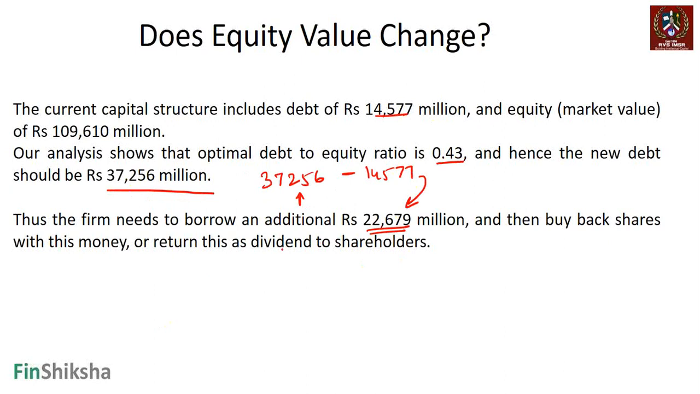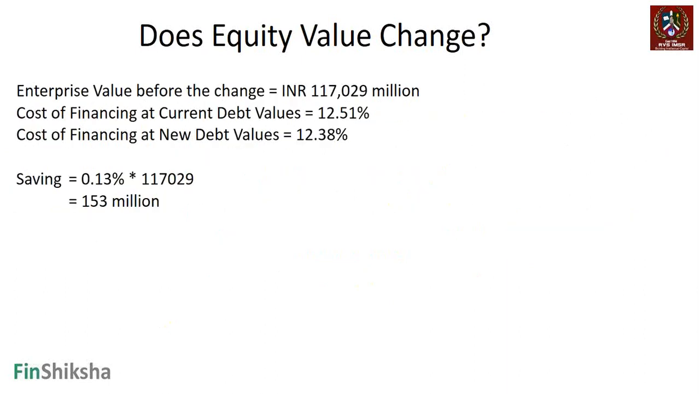And what do you do with this? Either you return it as a dividend to shareholders, or you do a buyback of equity. There's no point leaving the cash in the firm. So either you do a buyback, or you return the money as dividends to the shareholders, correct? So that's what we do, and that's what gives us the overall number. Now, what is the difference? What is the enterprise value earlier, and what is the saving that we are doing because of this? So what is the cost of capital? Cost of financing at current debt values is 12.51%. That's the current cost of capital.